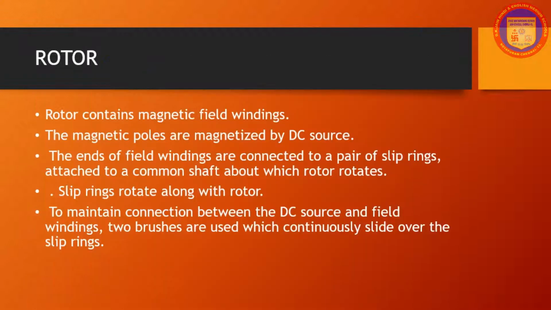Next we will talk about the rotor. Rotor contains magnetic field winding. The magnetic poles are magnetized by DC source.